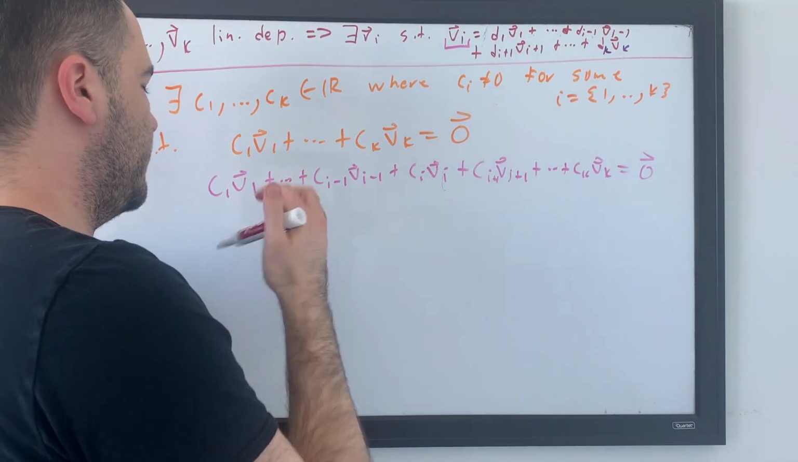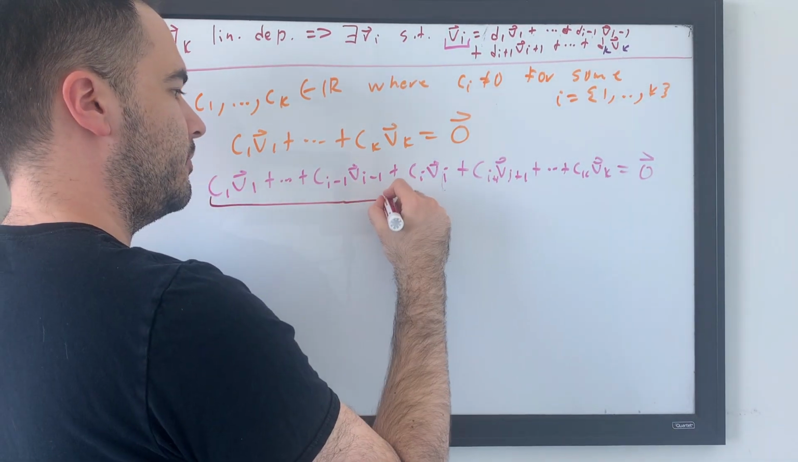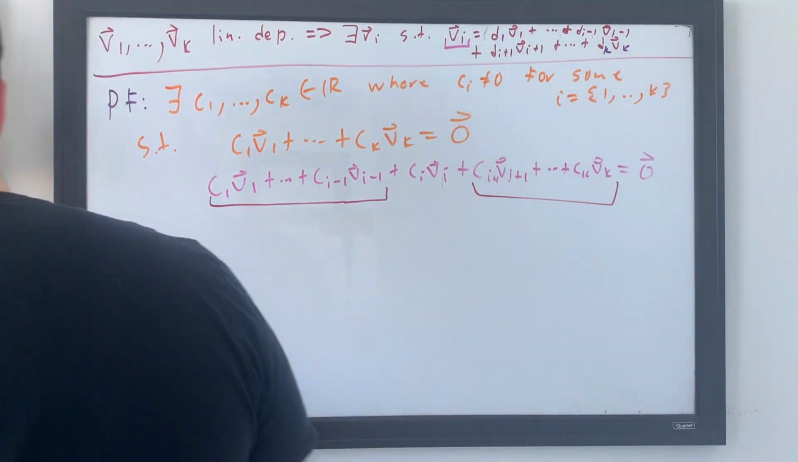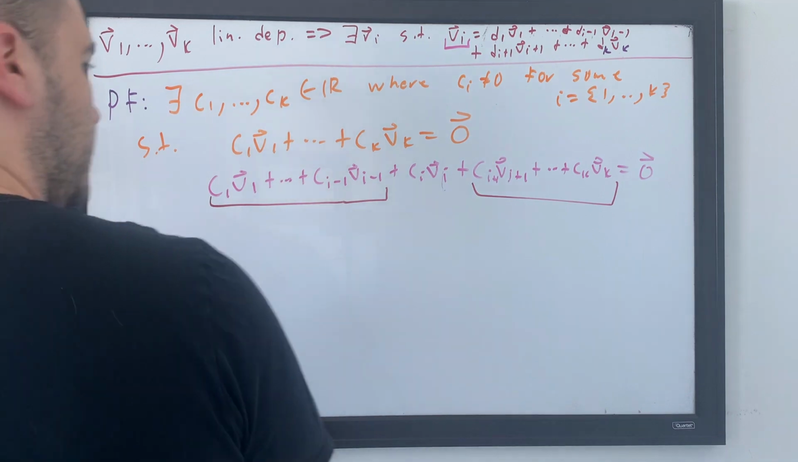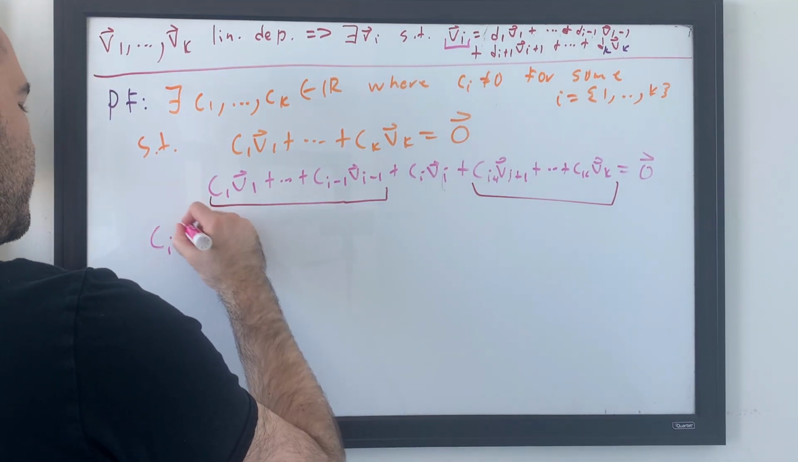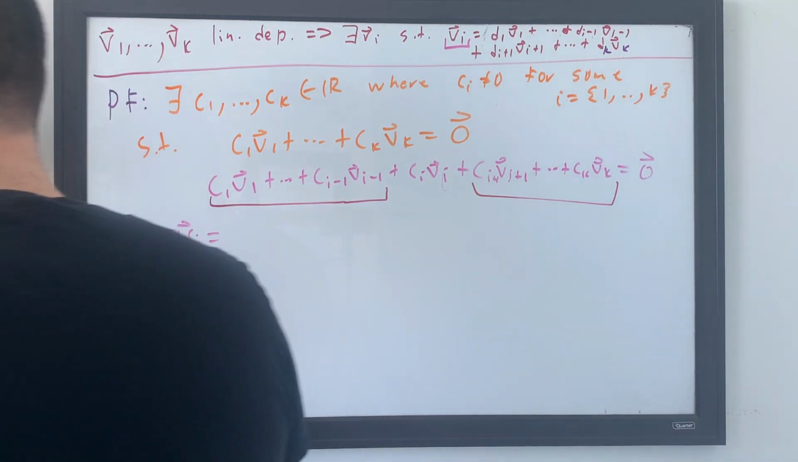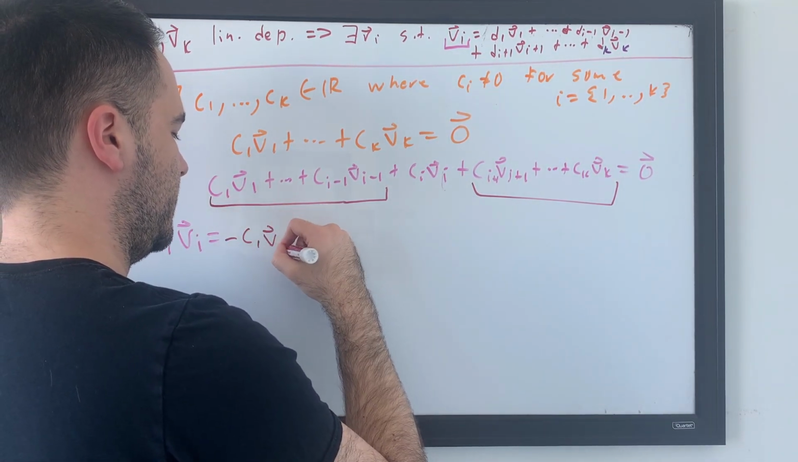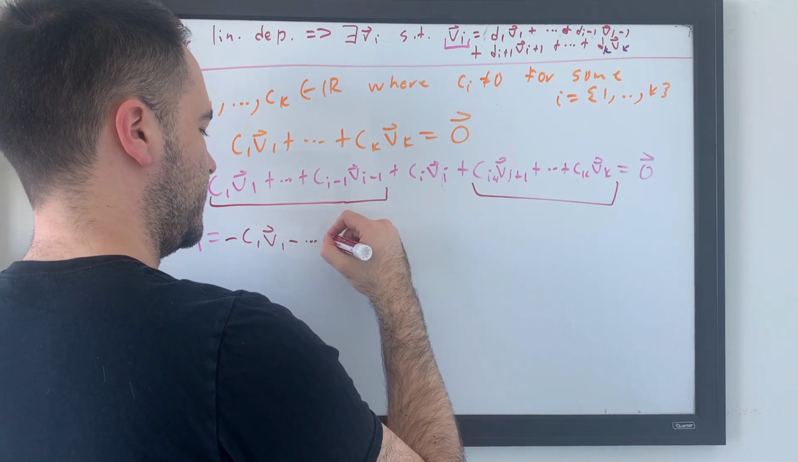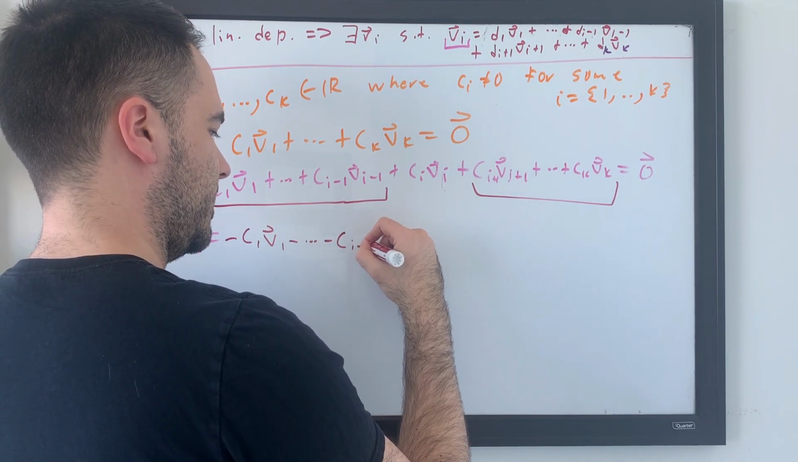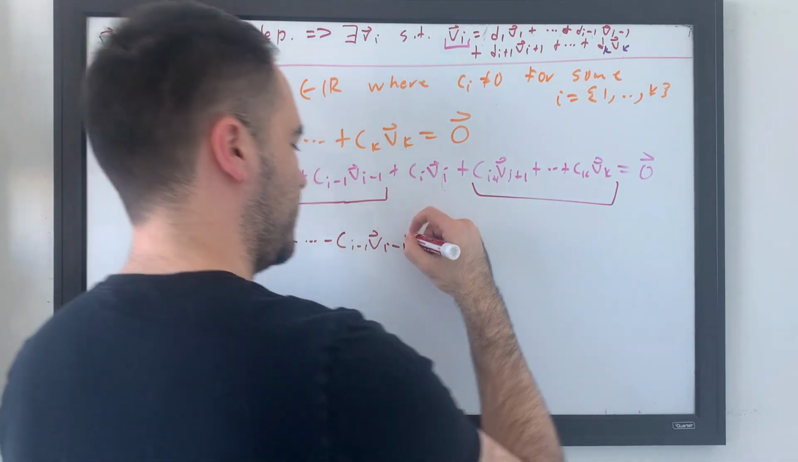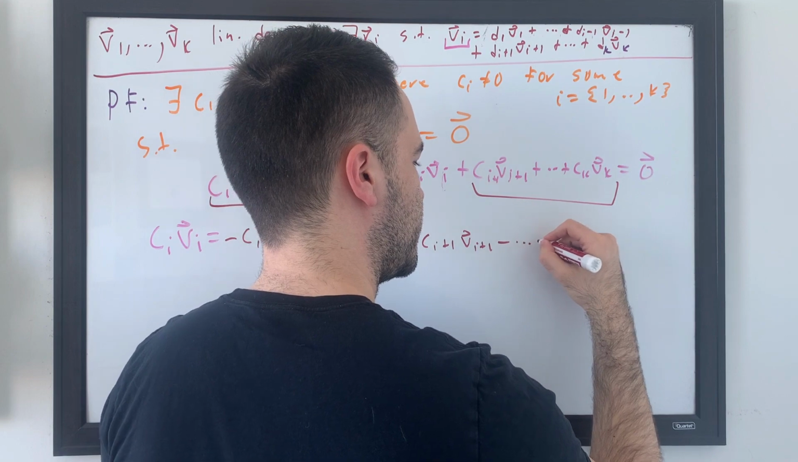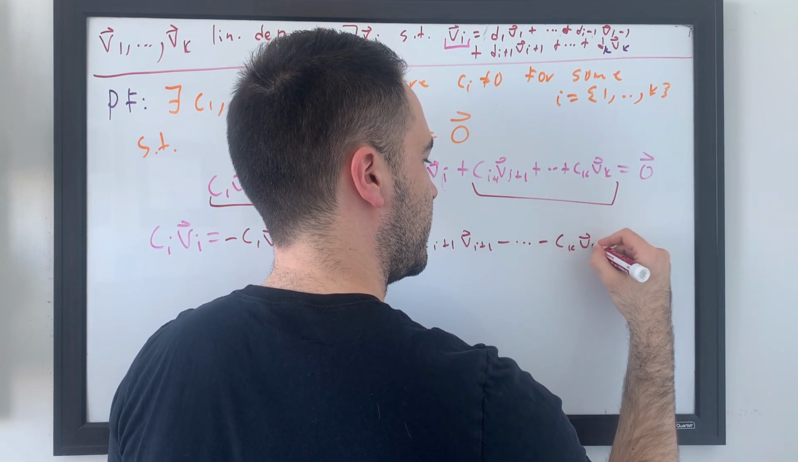Now let's go ahead and move all of these to the other side. So now we will get that ci vi is equal to minus c1 v1 minus all the way to ci minus 1 vi minus 1 minus ci plus 1 vi plus 1 minus all the way to ck vk.